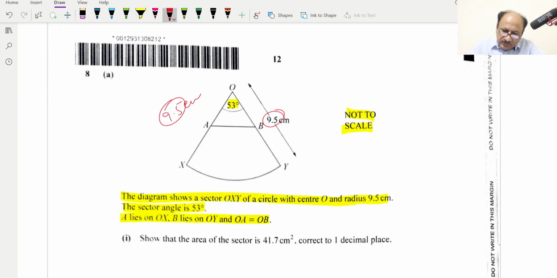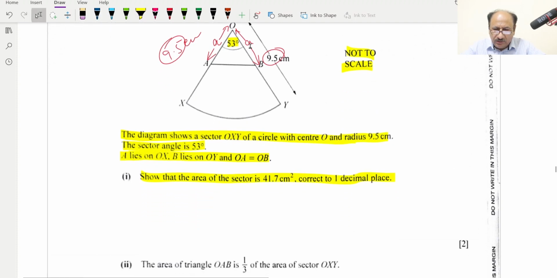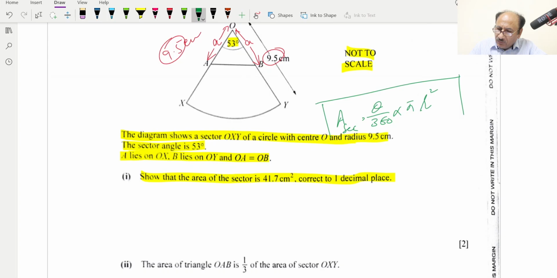So we can take this one OA as a, and this side will also be a up to this one. So show that the area of the sector is this much up to one decimal place. The area of the sector, we know the formula for area of sector is what? Theta over 360 into pi r squared. This is the formula for area of sector.